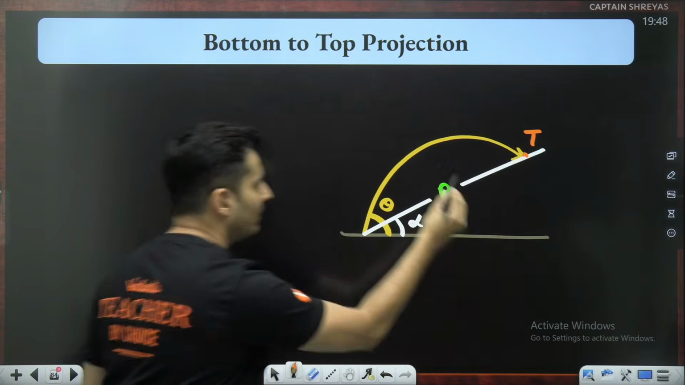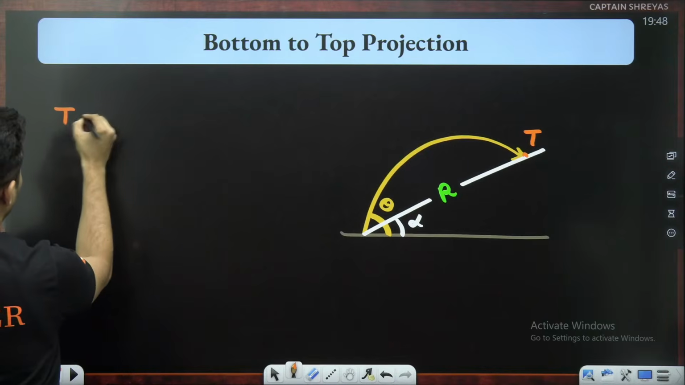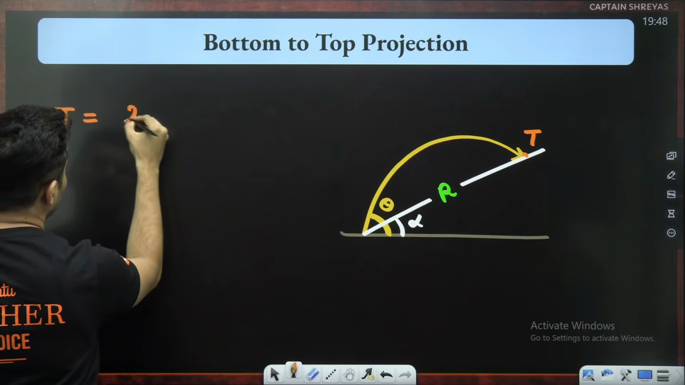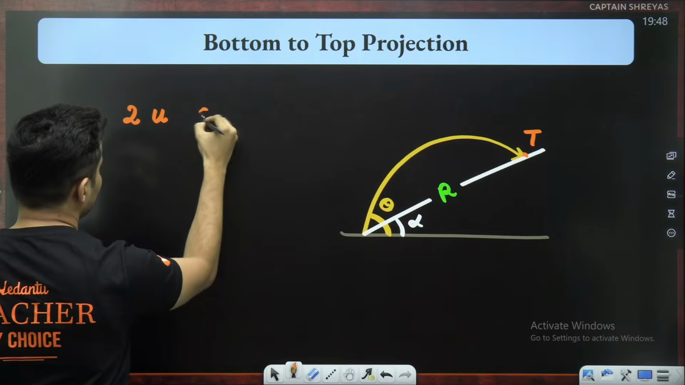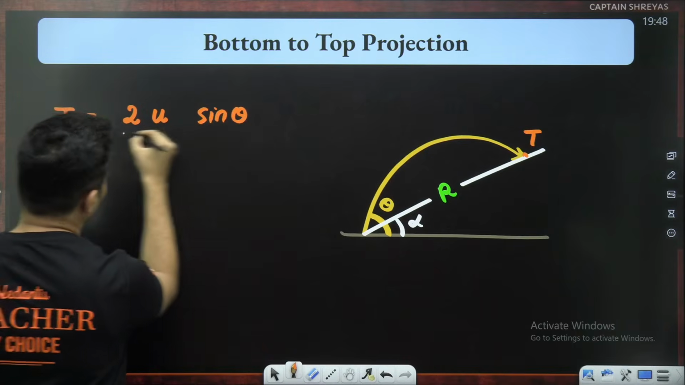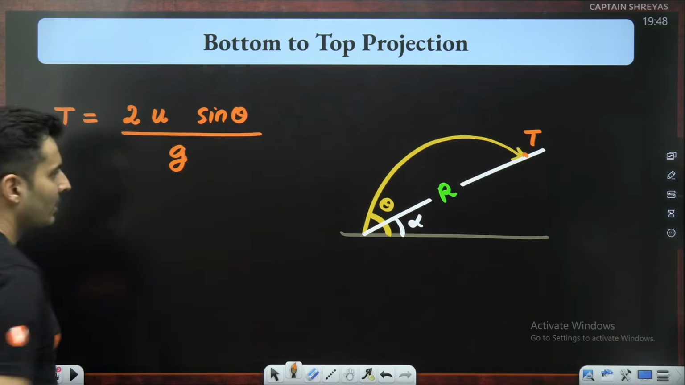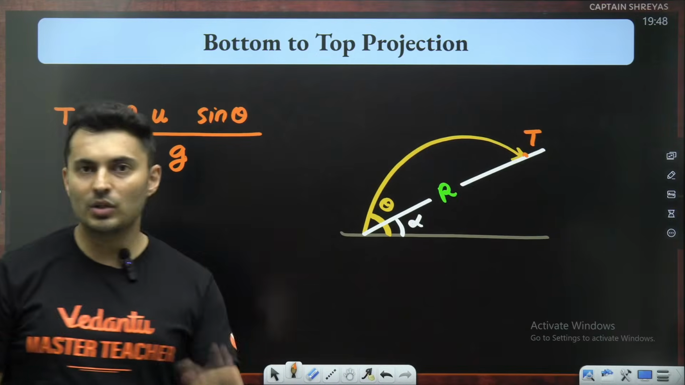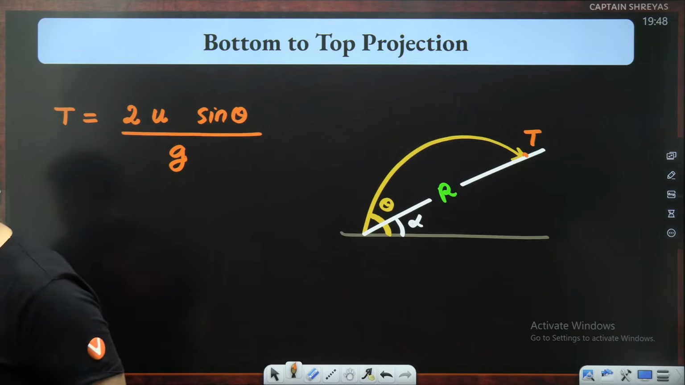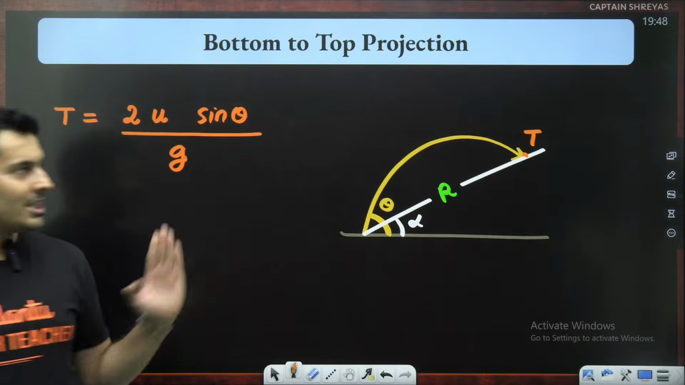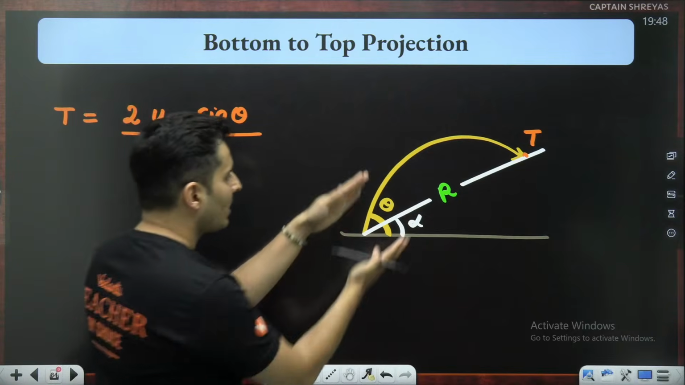Starting off with the time of flight. Usually, what is your time of flight formula? It is 2u sine theta whole thing divided by g. That is your usual formula. Now, what will change is basically theta.